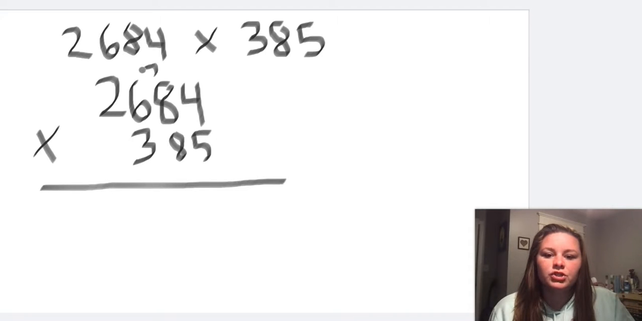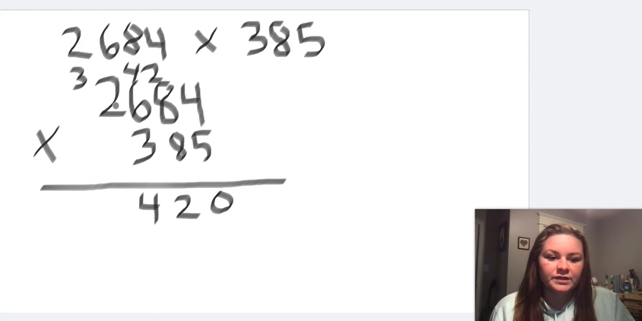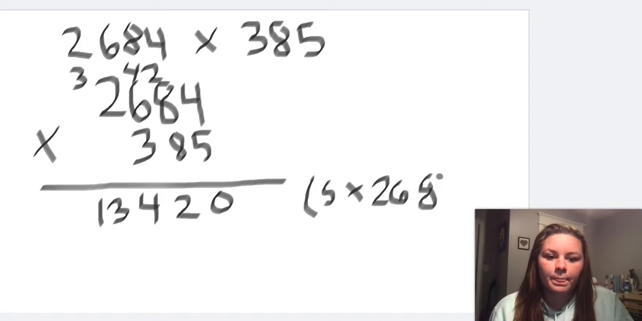So 5 times 4 is 20. So I'm going to carry my 2 and put my 0 down low. And then I'm going to say 5 times 8 is 40 plus 2 is 42. 5 times 6 is 30 plus 4 is 34. 5 times 2 is 10 plus 3 is 13. So my first partial product is 13,420. And so what I really did there is just multiplied 5 by 2,684.